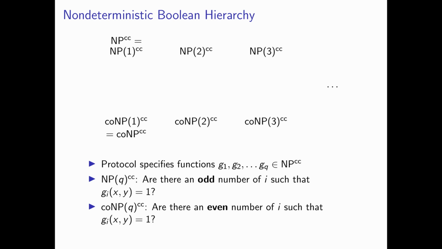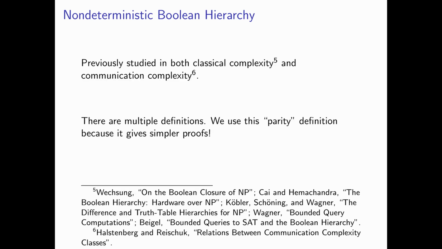This looks a little weird. Why should we think of taking the parity of Q NP functions? In fact, there are a number of ways to define the nondeterministic Boolean hierarchy that have been studied in both classical complexity and communication complexity. And it turns out these other ways are equivalent to this odd or even construction. I'm not going to define these other ways here, but if you're interested, here are a couple of references. We use the parity definition because it happens to be pretty easy to think about in communication complexity.